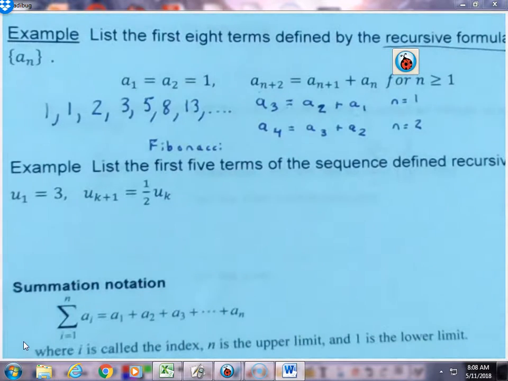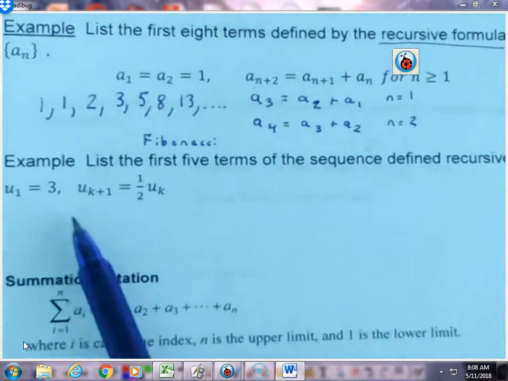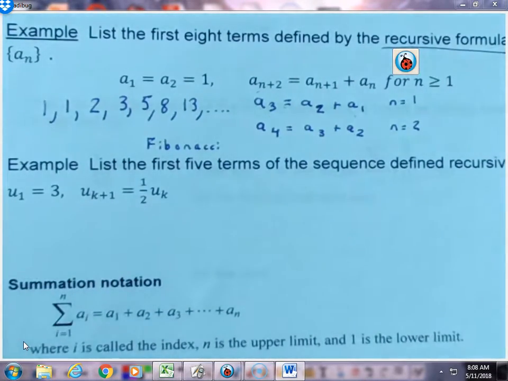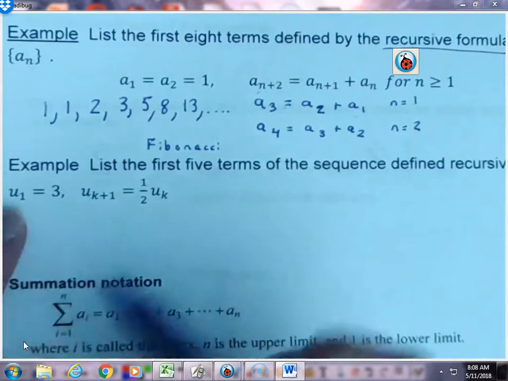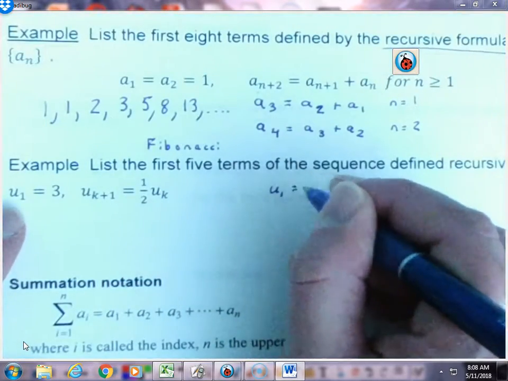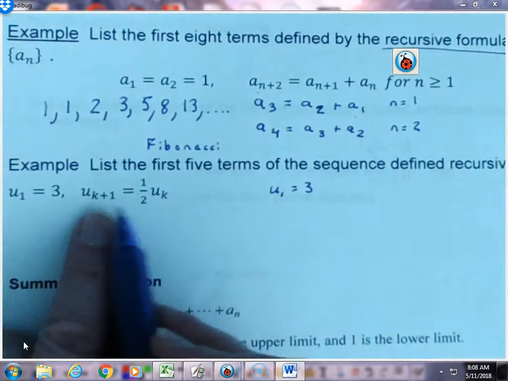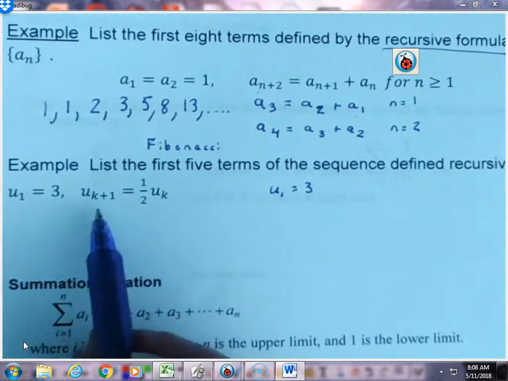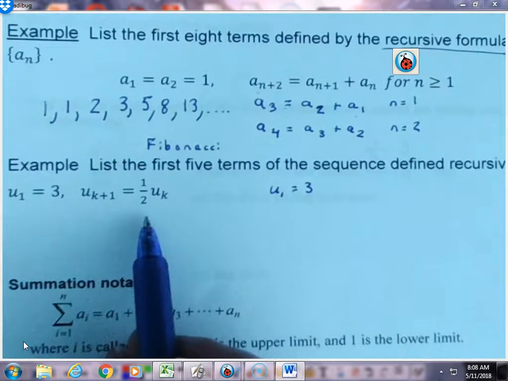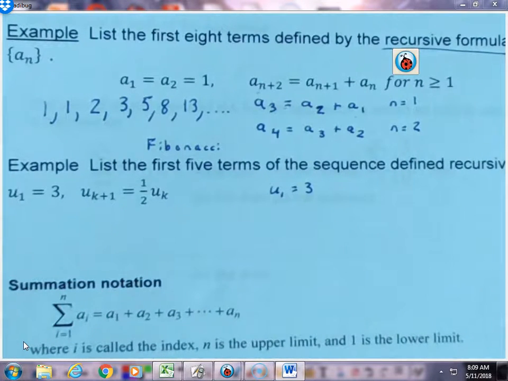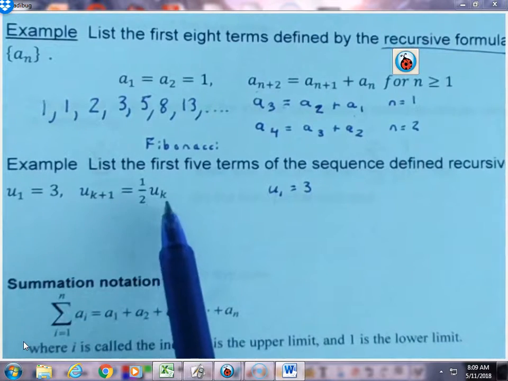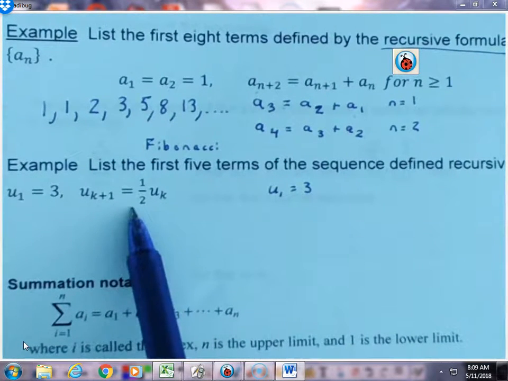Okay, so this one says find the first 5 terms of the sequence defined recursively. So this one is a little different. It's not a famous one, so spoiler alert. Tells me the first one. So the first term is 3. Now can you read that without us substituting in for k, can you tell what this formula is trying to tell you to do? Yeah. Just take the term before it and divide by 2 or multiply by half. To get the next term, this would be the term right before it, multiply it by half.